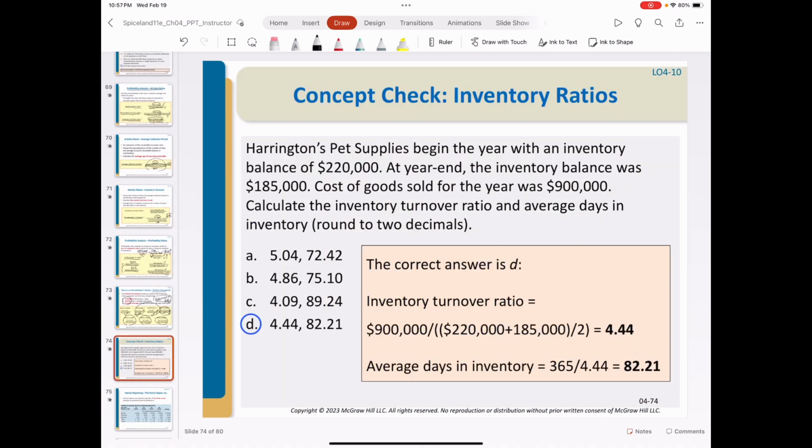So here, based on the balance of inventory, beginning balance 220,000, ending balance 185,000, we have cost of sales. Then we can calculate the inventory turnover, and then convert to number of days, 82.21. So in this case, the company's inventory is quite slow. It takes the company over 82 days to sell its inventory.